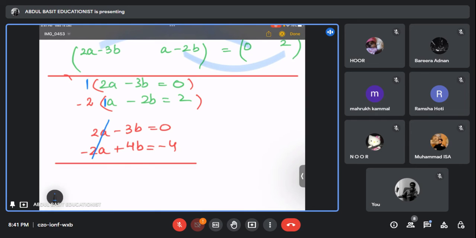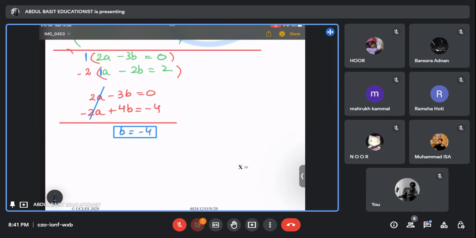So 2a and minus 2a can be cancelled out. Beta, are you understanding, Ramsha? Plus minus is minus, yes, 4 minus 3 is 1b, so b, and 0 minus 4 is minus 4. Okay, we got that b is minus 4.